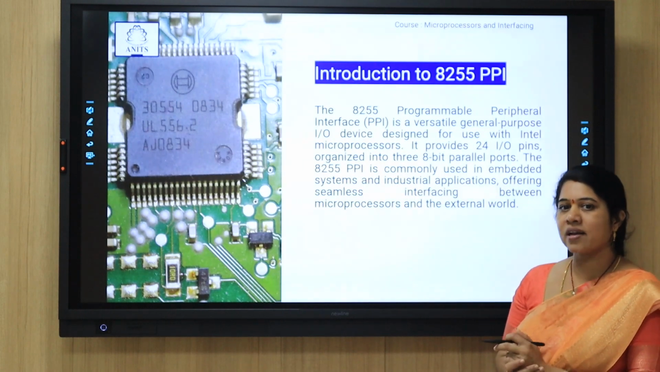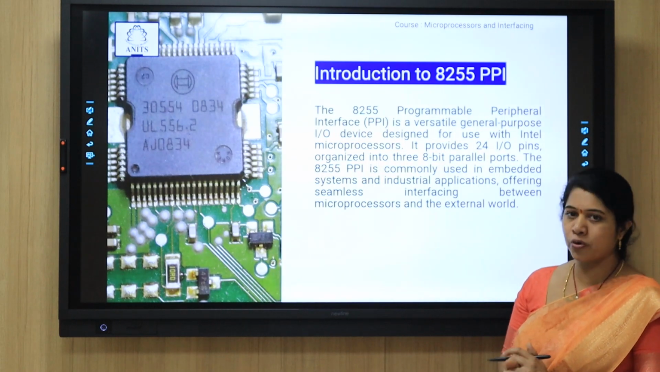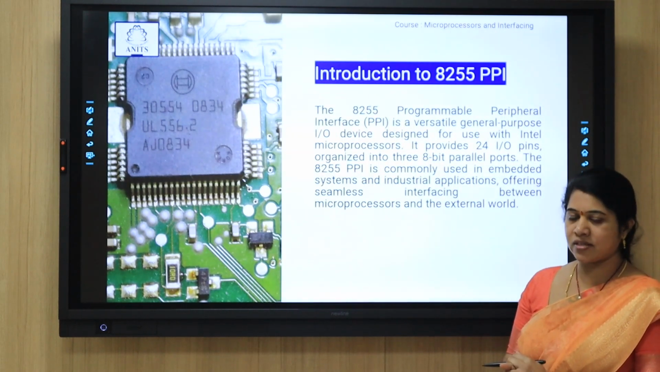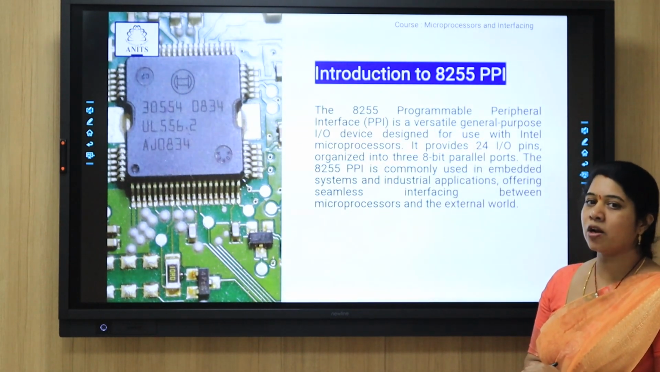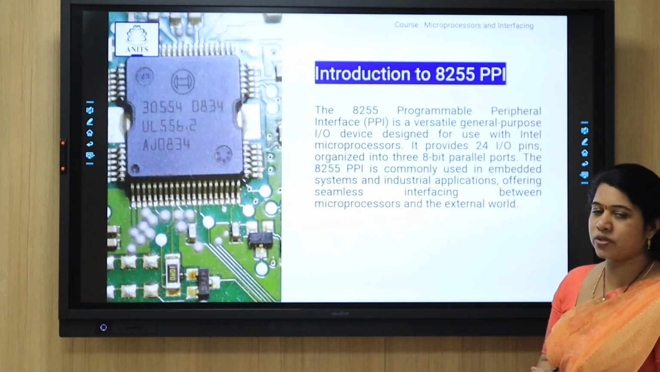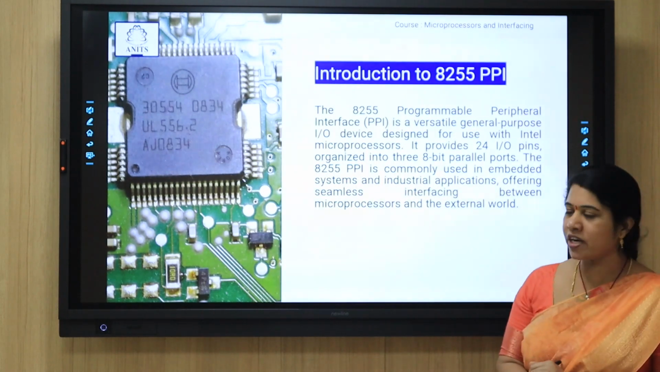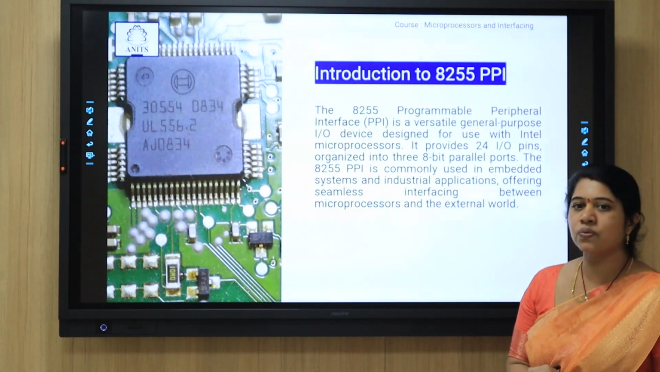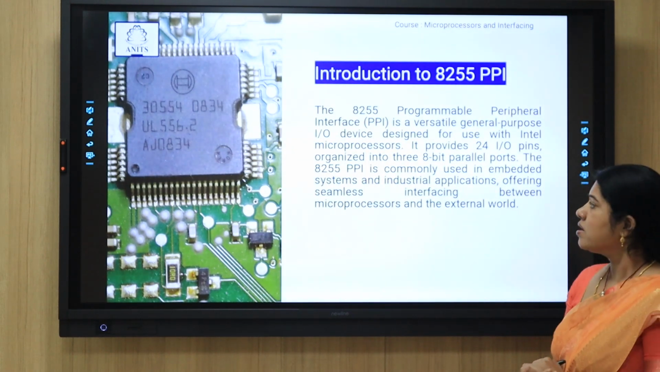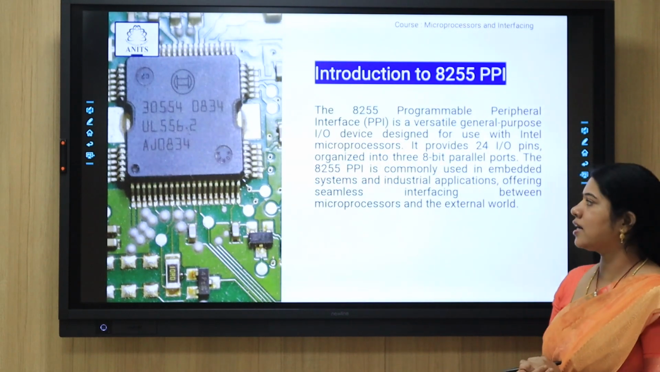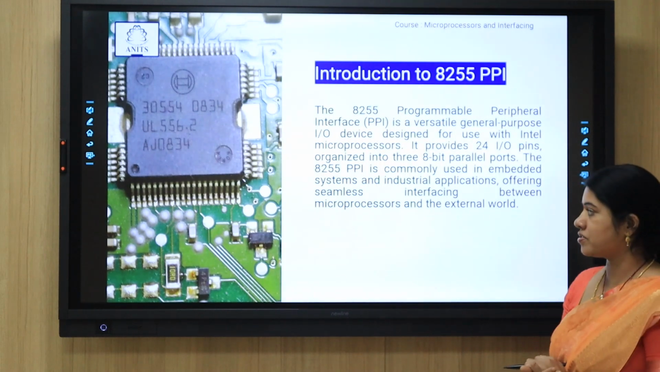Because microprocessors like 8085 and 8086 do not have any on-chip input-output ports to connect input and output devices, this interfacing device 8255 can provide three parallel ports named port A, port B and port C. So we can say that this 8255 is a versatile general purpose I/O device which is designed for use with the Intel designed microprocessors and most of the other microprocessors also. It is mainly used in embedded systems applications, and it is also used in industrial applications.